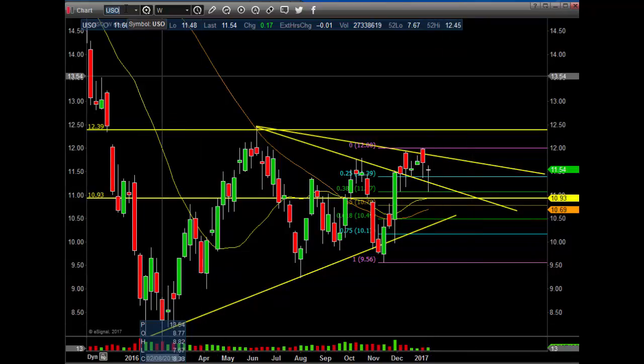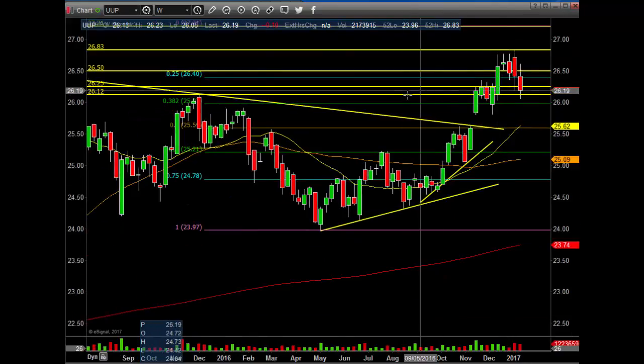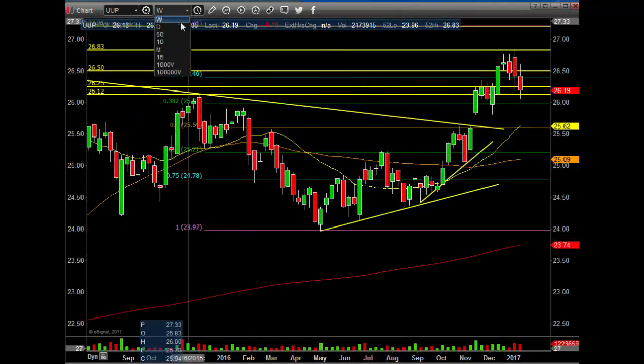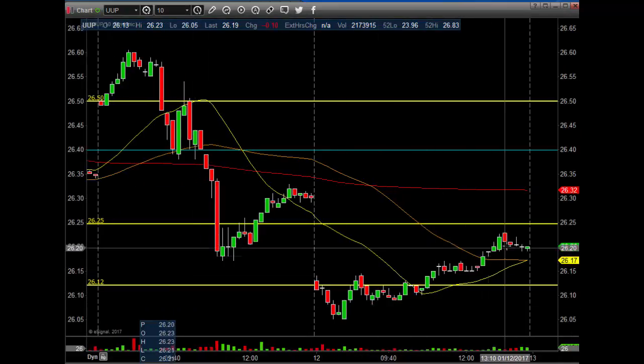So just be cautious. The UUP, you know what? Didn't do too much today. Intraday action was a little bit choppy, but it pretty much floated down. And oil didn't really react to it.